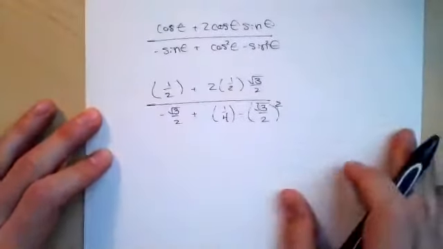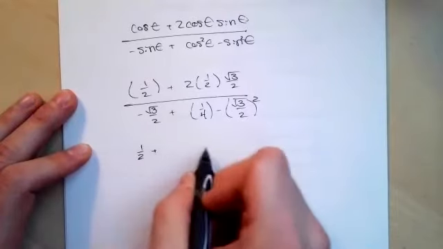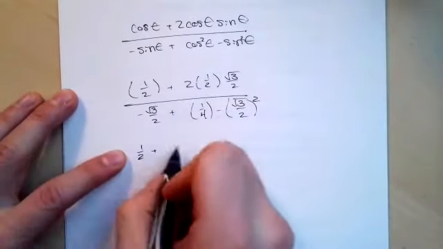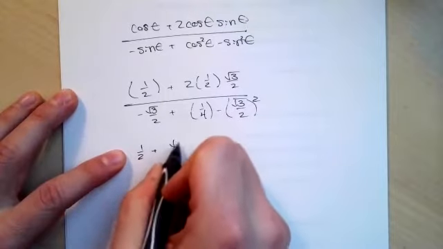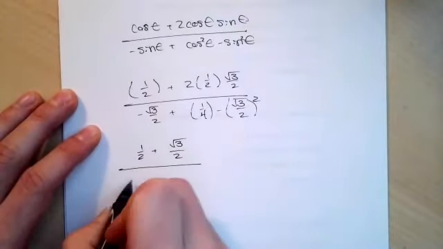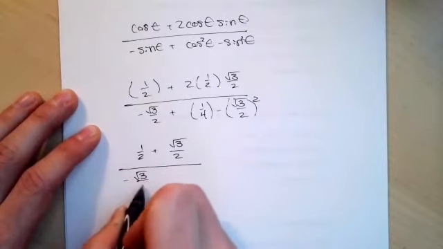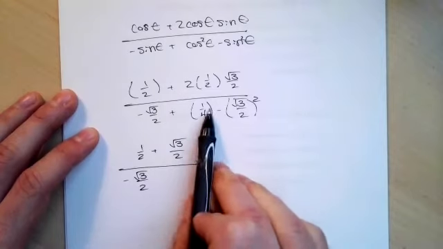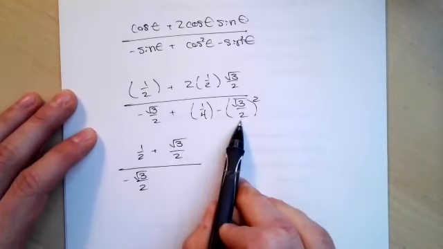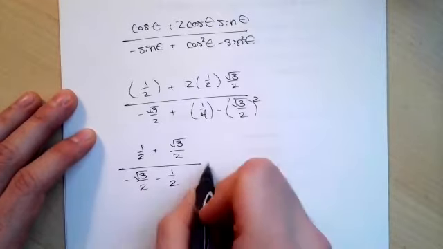So just going through the arithmetic real quick again. 1/2 plus, and that's going to give us a root 3 over 2. Denominator, now we've got, instead of a 1 there, a minus root 3 over 2. Again, we'll have a 1/4 minus 3/4, so negative 2/4 or minus 1/2.